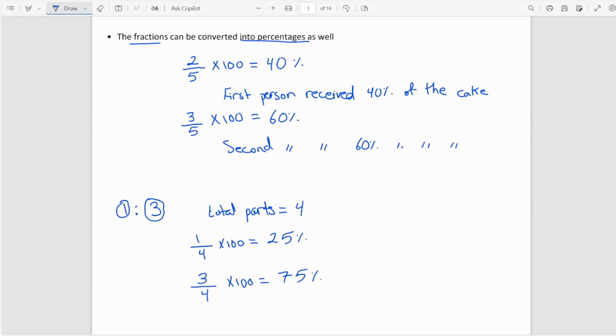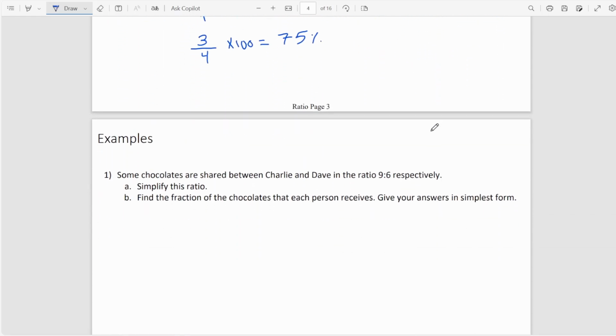So what this means is that for the first person, no matter what you divide, if you had 10 pieces of cake, he will take 25% of the 10. If you had 100 pieces, he will take 25% of the 100. If you had 1,000 pieces, he will take 25% of the 1,000. And the second person will take 75%. Okay? So the ratio is relative to each other. So no matter what you're dividing amongst people, this person will always receive 25% of it, and the second person will always receive 75%. Okay, so I hope this was clear.